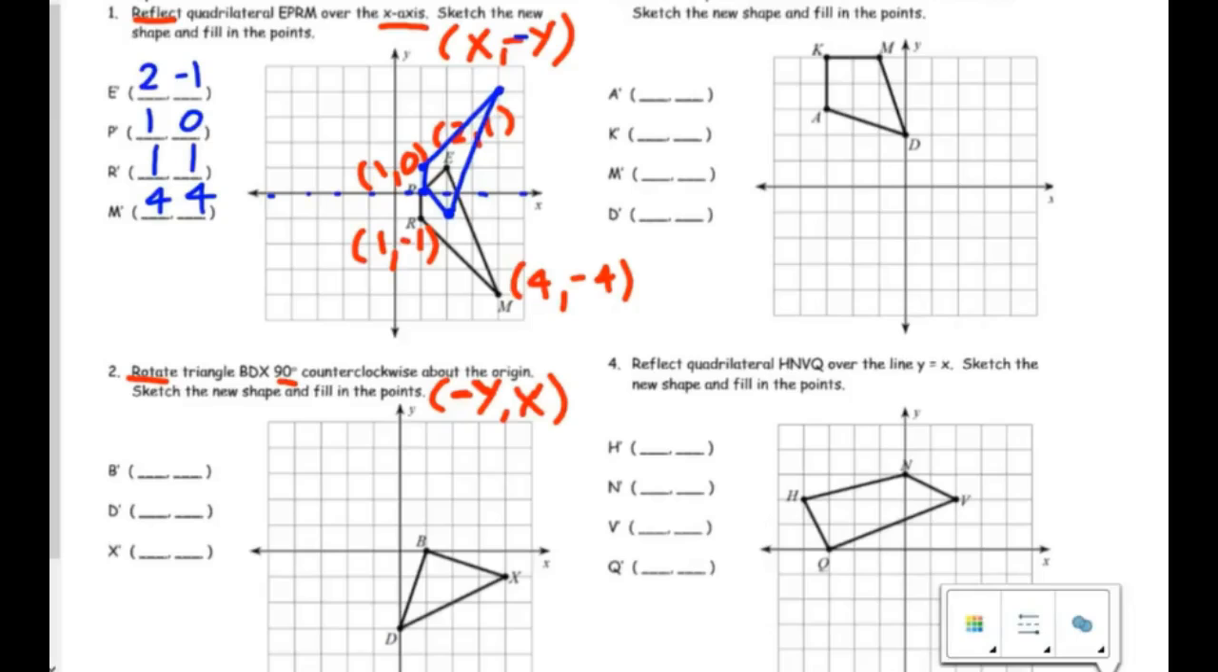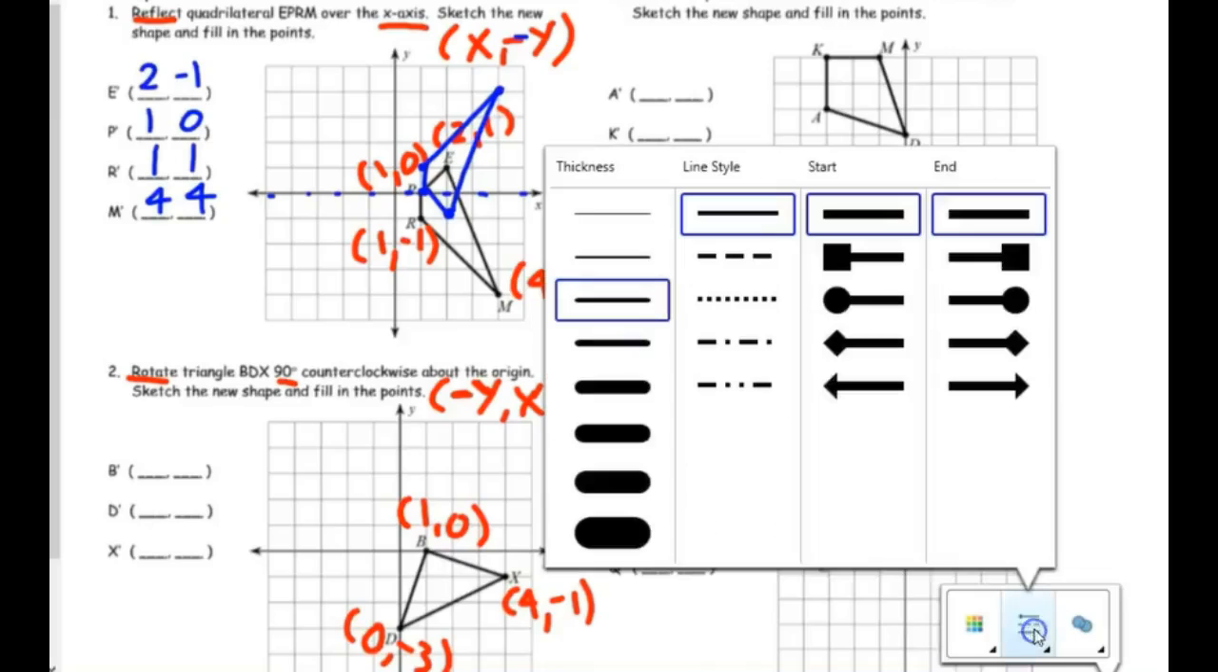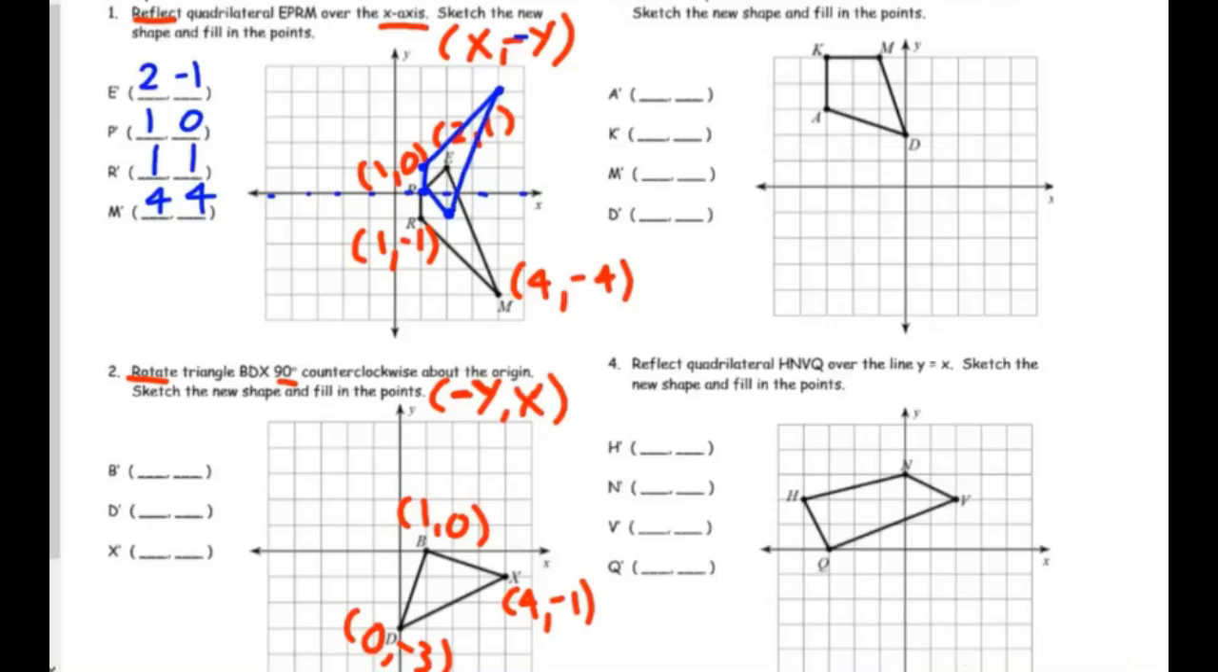So let's do that. First thing I want to do is actually write my points. So b is 1, 0. Okay, d is 0, negative 3. X is 4, negative 1. Alright, and then I'm going to take all those, change the y and flip them.